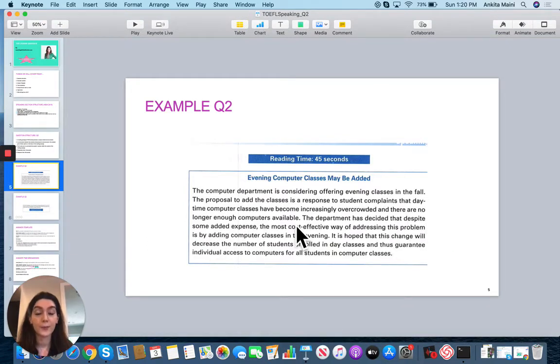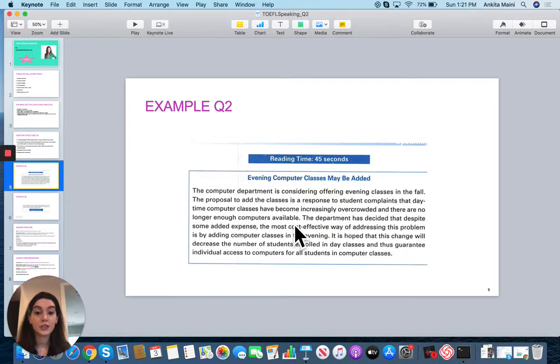So let's stop here. The first statement itself, where it said that the computer department is considering offering evening classes in the fall, that's basically the change that's happening, that computer classes will be offered in the evening. And it matches with the subject heading here, evening computer classes may be added. Now, the next line, the proposal to add the classes is a response to student complaints that daytime computer classes have become increasingly overcrowded and there are no longer enough computers available.